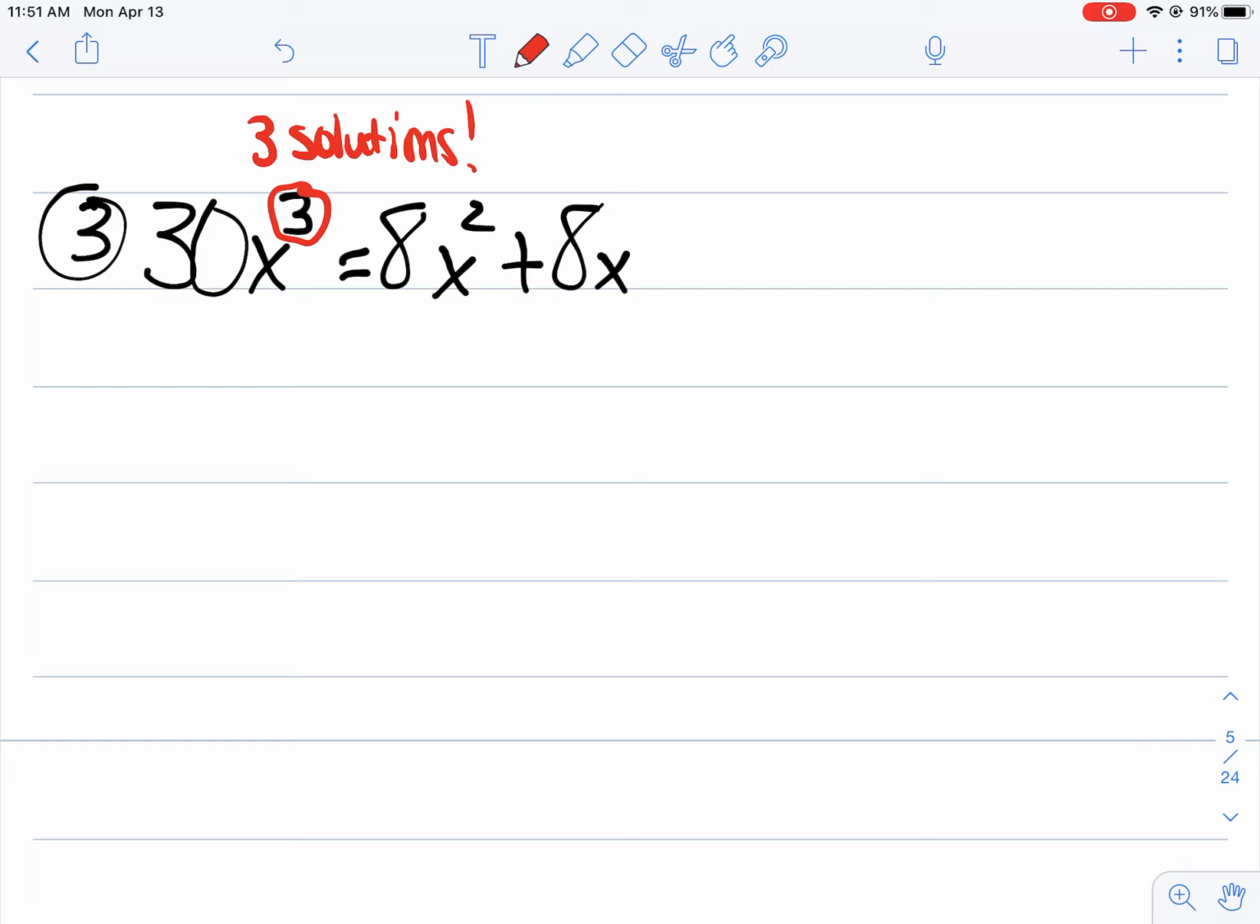All right, so we're still going to follow the same method. We're still going to set one side equal to 0, and we're still going to factor this expression when one side is 0, and it's all going to work out. But this time we should anticipate 3 solutions to our problem.